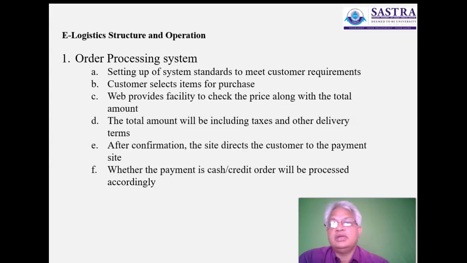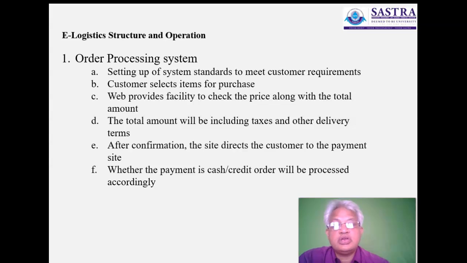So, the order processing system basically commences from the time the customer sits in front of the web page and browses through for selecting his preferred item. After he selects the item, the order processing system provides him a facility to check the details of the product. Sometimes it comes along with it. With this, the price and other details that he may be even looking for. Along with it is also given the total amount.